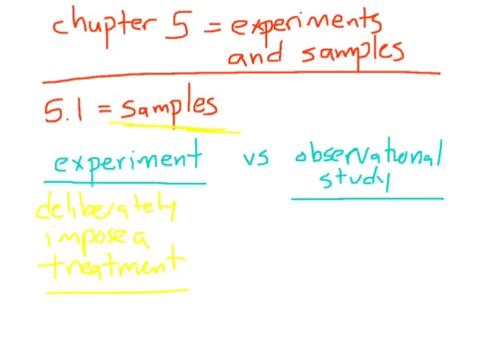Okay? So the big difference: an experiment always has a treatment. An observational study does not have a treatment. And we'll do several examples of this over the next little bit.